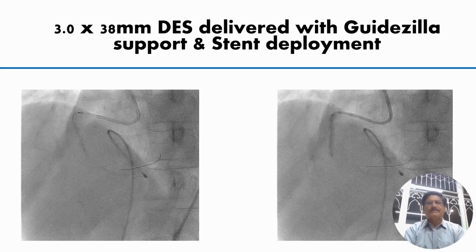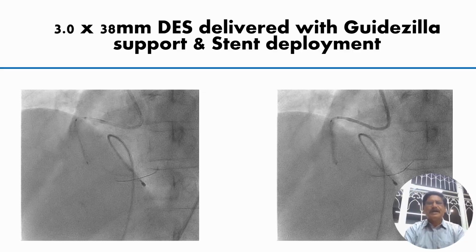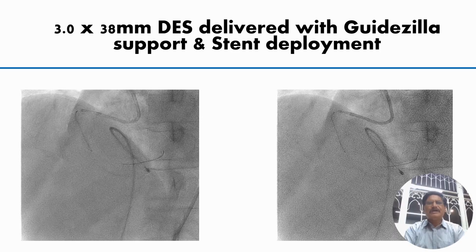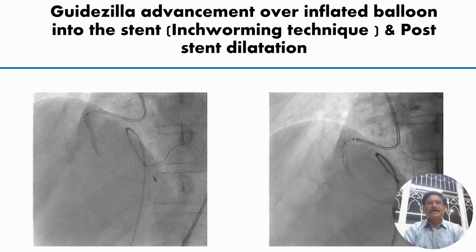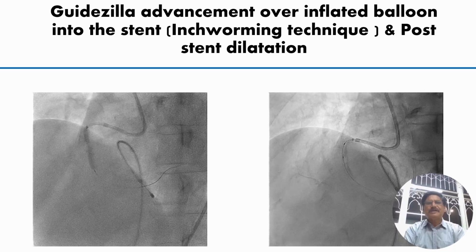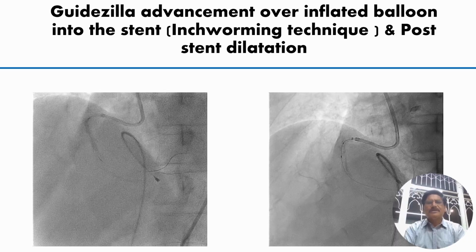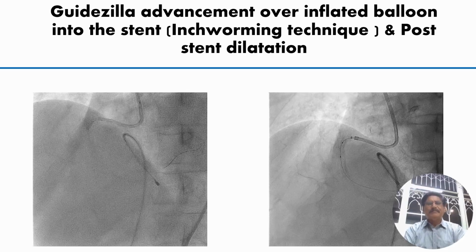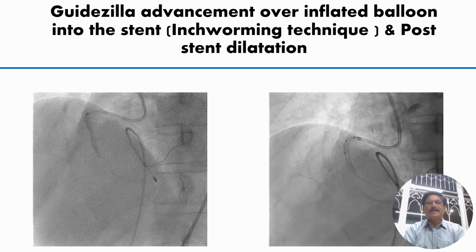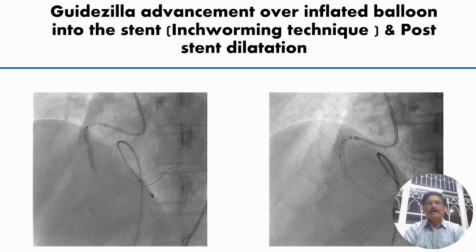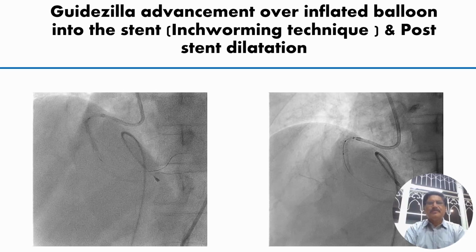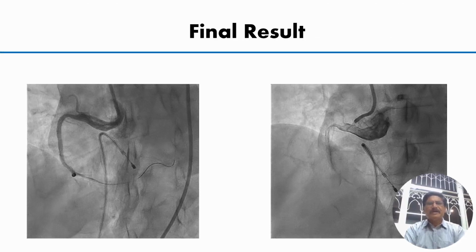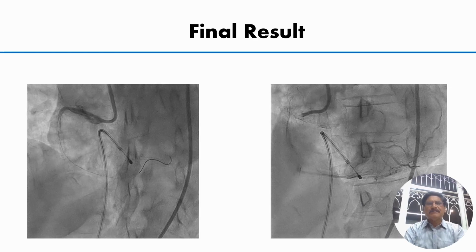We took the GuideLiner and did the stent deployment, and after that the GuideLiner was advanced into the stent by means of the inchworm technique, a balloon assisted guide catheter advancement, that is BACA, and then subsequently we did the post-stent dilatation and optimized the stent with very good final results.